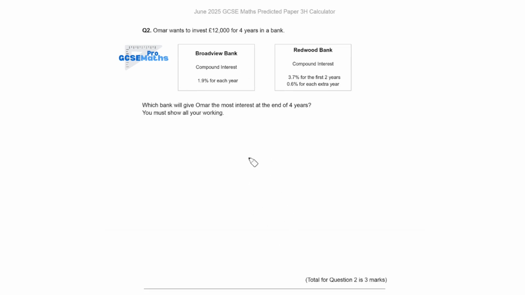So we just need to work out both separately. So the first one, Broadview, you can obviously use your compound interest formula from the formula sheet. The way that I write it is obviously the starting amount, so the 12,000 he wants to invest, multiplied by 1 plus this percentage over 100, which as a multiplier, as a decimal, is 1.019. That's how I like to write it. You might prefer to just put 1 plus 1.9 over 100 in the brackets. That's absolutely fine as well, whichever version.